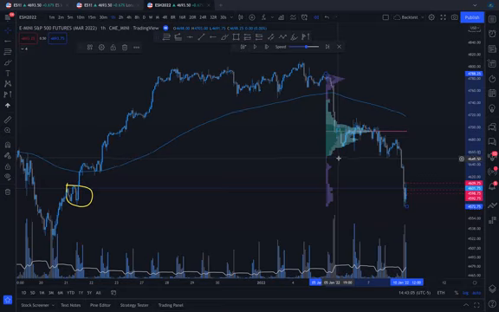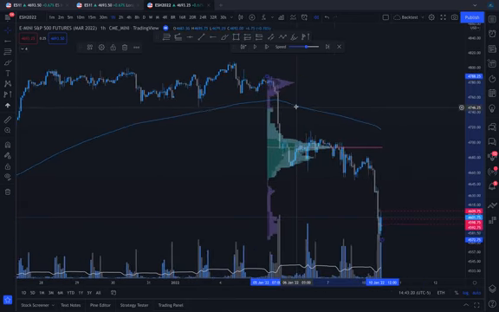I wanted to get out kind of conservatively. There was this kind of ledge right here. I probably could have held more up here, but I put my target at 45. It was a very conservative target, and that got hit pretty easily.